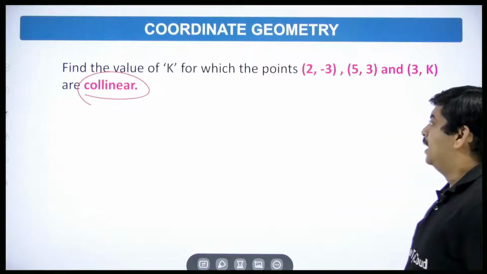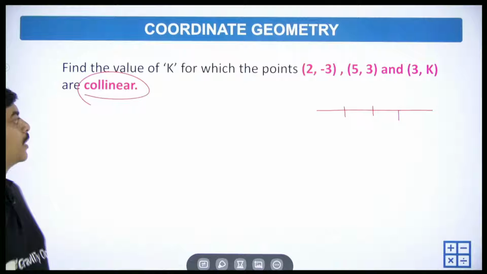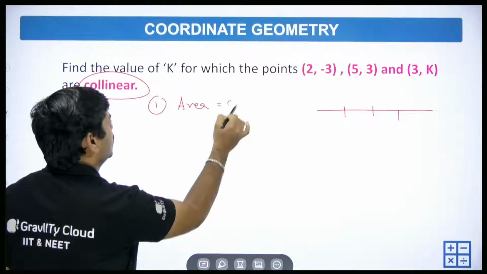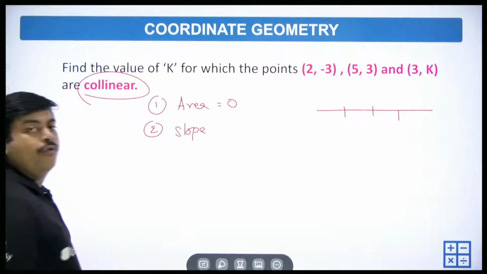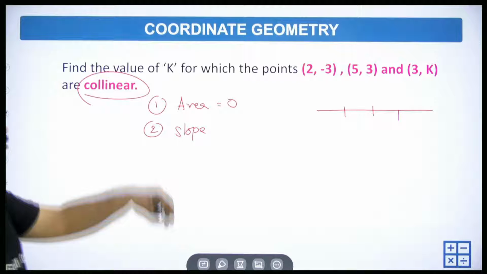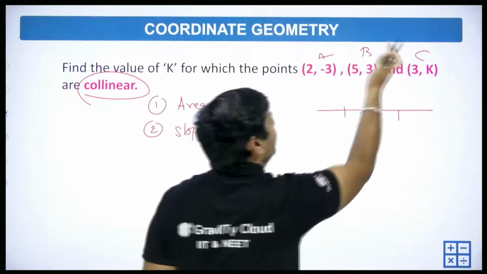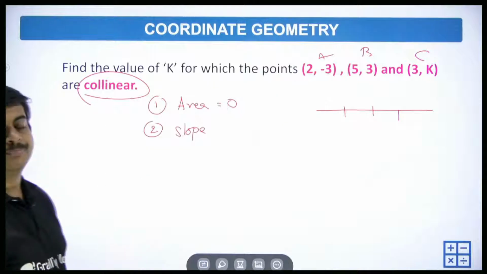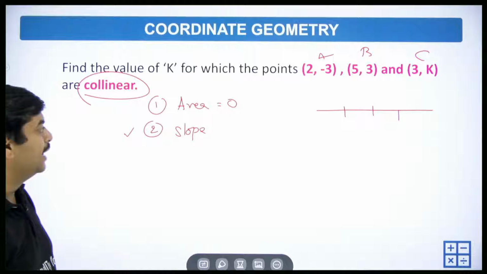So here, for collinearity, you can go with 2 different approaches. One, find the area of the triangle and set it equal to 0, or make the slopes equal. If you remember the slope formula, this is A, this is B, this is C. If you equate the slope of AB and BC, from there also we can get the value of k. Okay, so let's go with the slope approach, which is much easier than area.